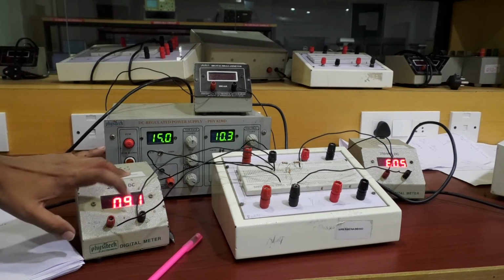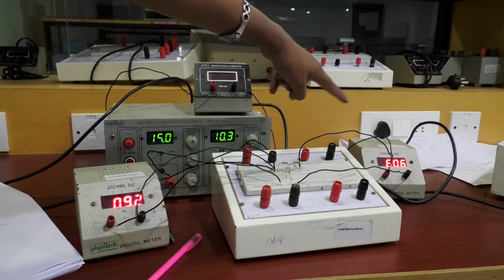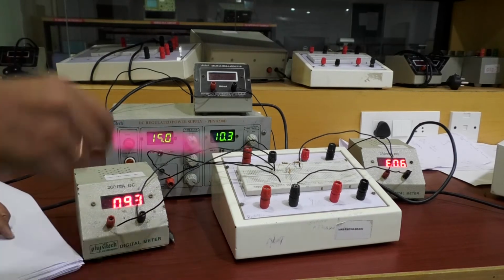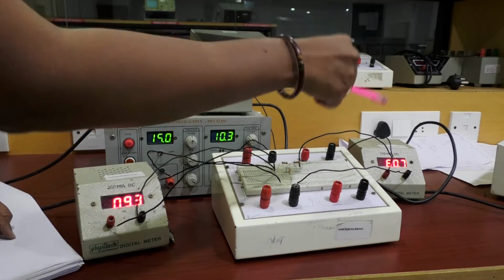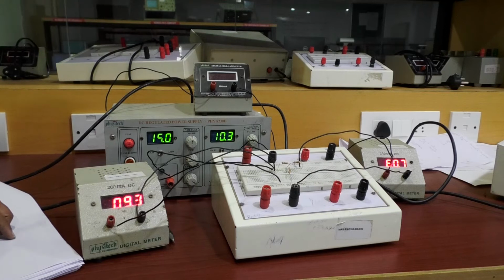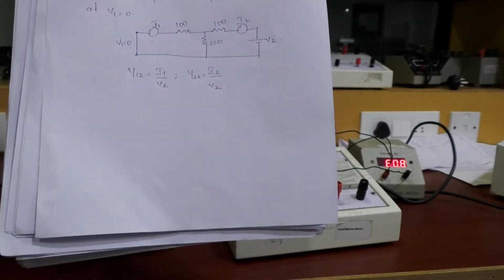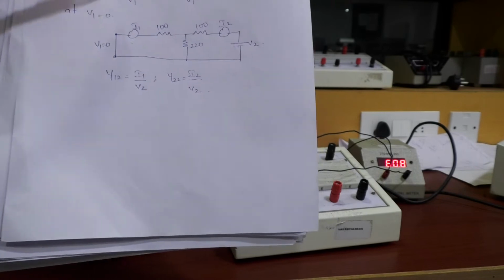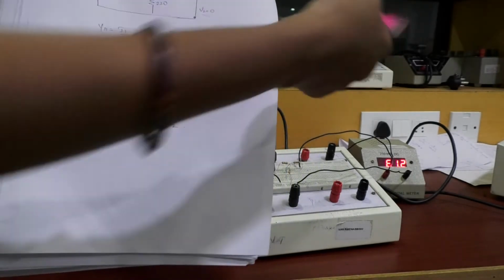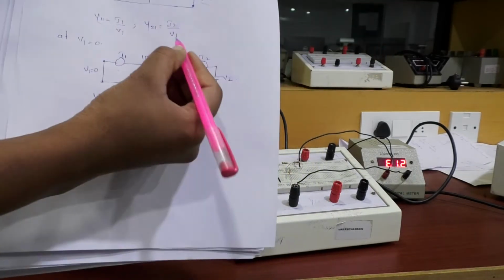Okay, 9 milliamperes, and that is nothing but the current I2. So here you know the value of V1, I1 and I2. Based upon these three values of V1, I1 and I2, you can calculate the values of Y11 and Y21. I1 which you have seen in the meter, and V1 which you know is 15, and I2 which you have seen in the ammeter.